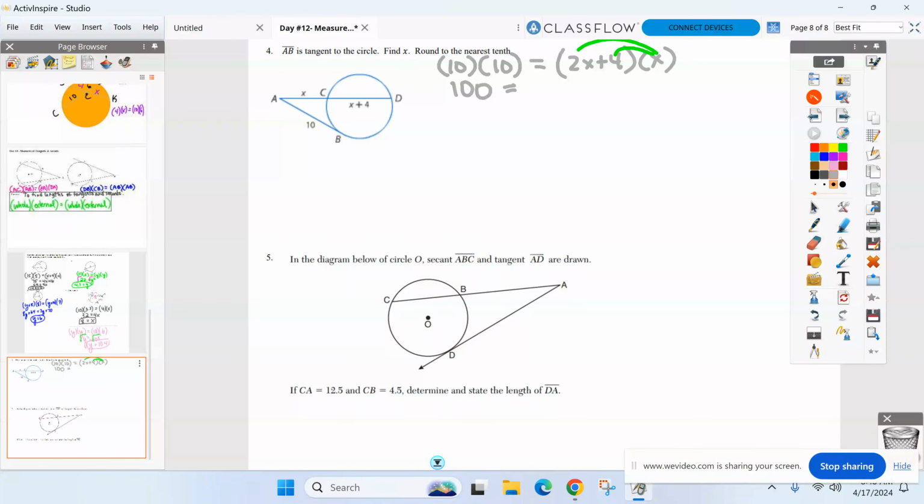x times 2x, 2x squared. Okay, good. Plus 8x. All right, here's where the fun begins.